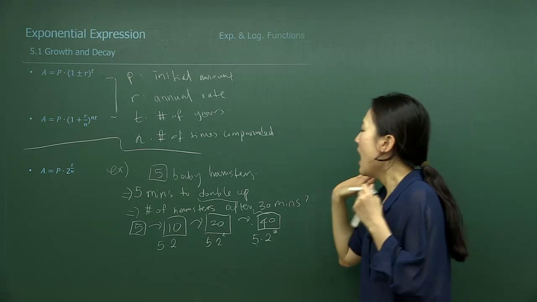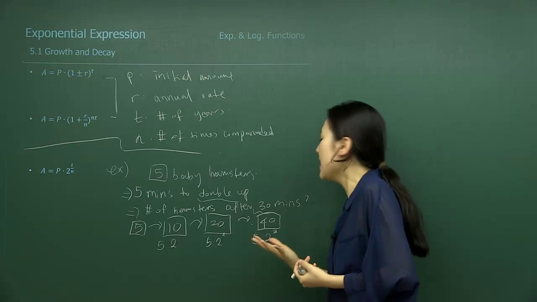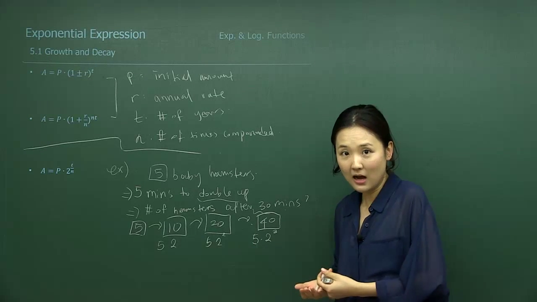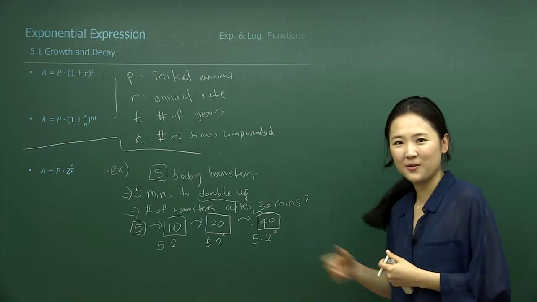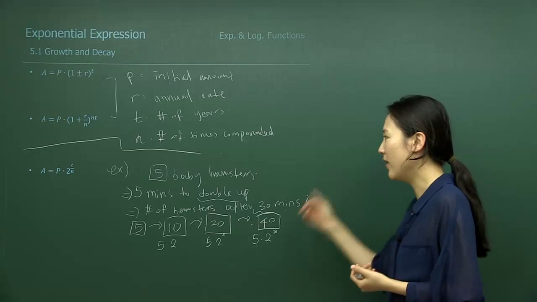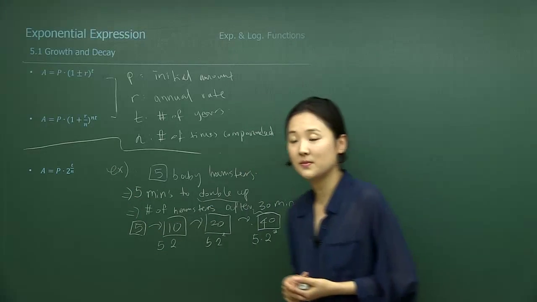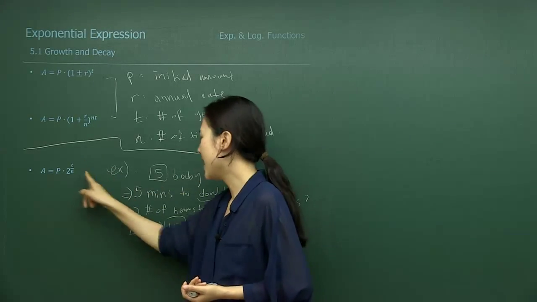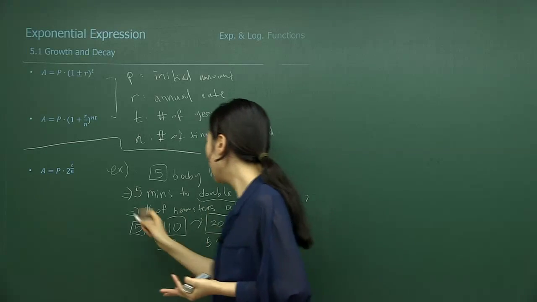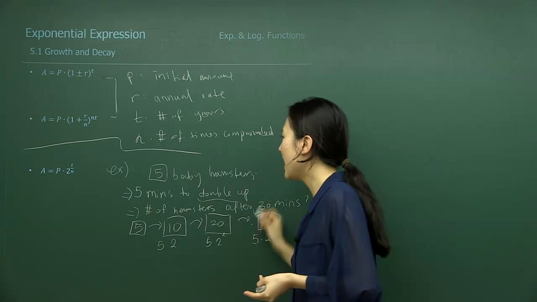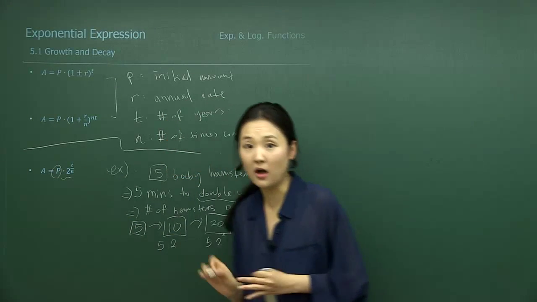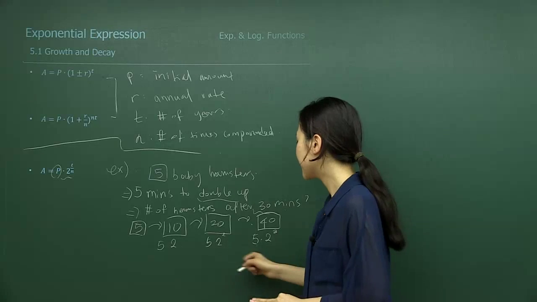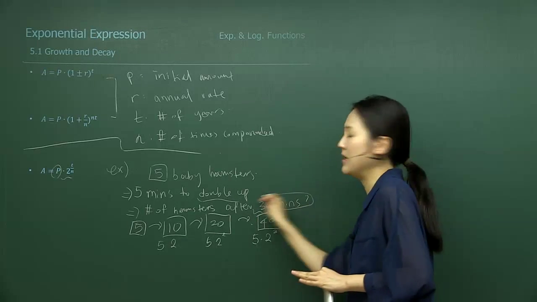So how many hamsters will we have in 30 minutes? And how do we actually get the value without having to continue writing out the numbers? Well, the formula helps us. The t over n here basically shows the number of times that the value P is going to be doubled up. If you think about it, it says 30 minutes, right?